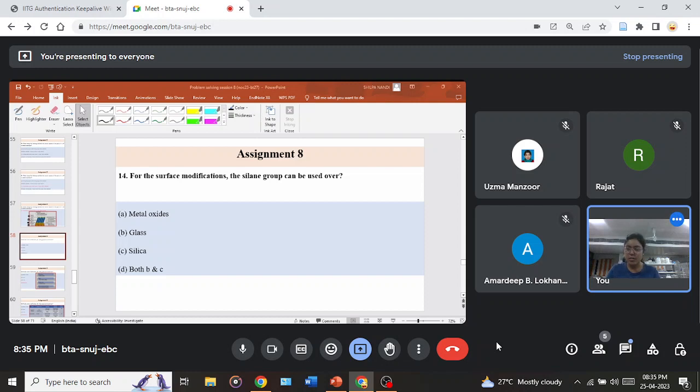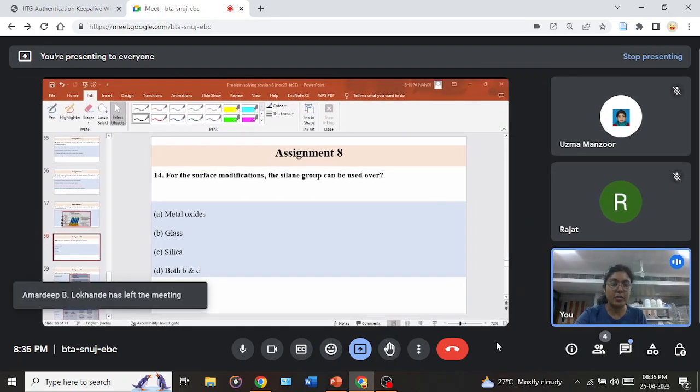This particular portion is available in lecture number 23. You can note it down if you want and just go through it. It's very nicely given over there.